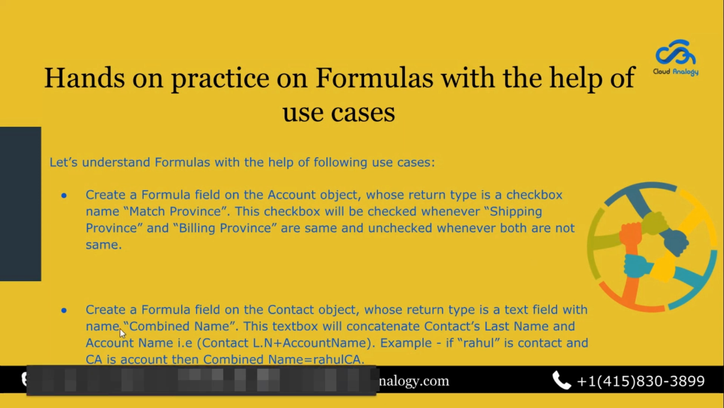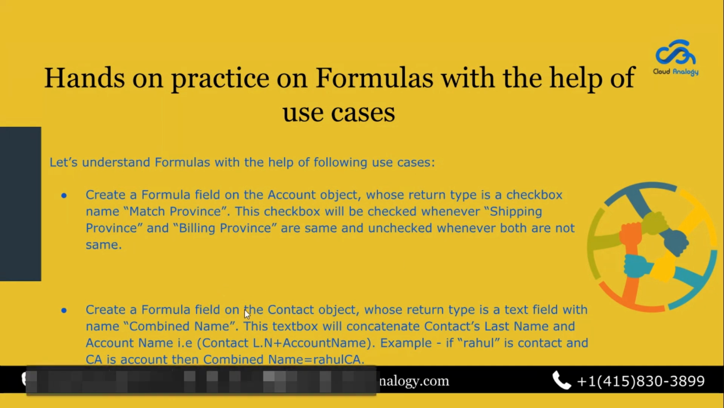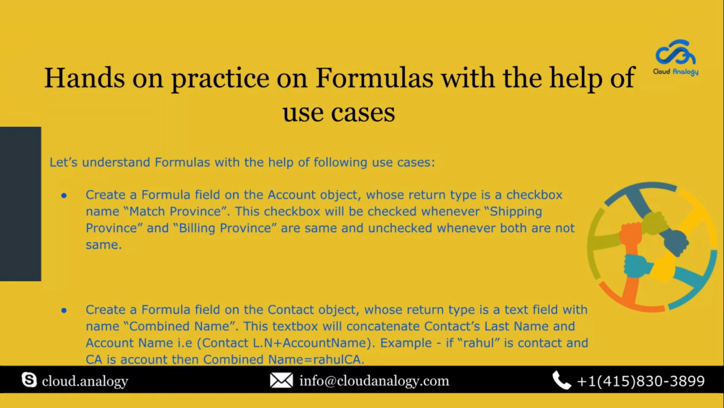Let's just quickly move on to our second scenario, which says create a formula field on the contact object whose return type is a text field with name combined name. This text box will concatenate contact's last name and account name. So example, if Rahul is contact and CA is account, then combined name is equal to Rahul CA.